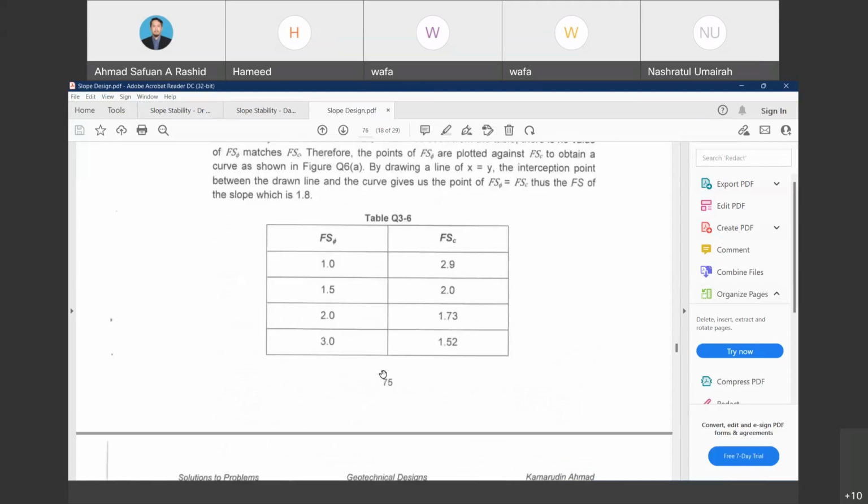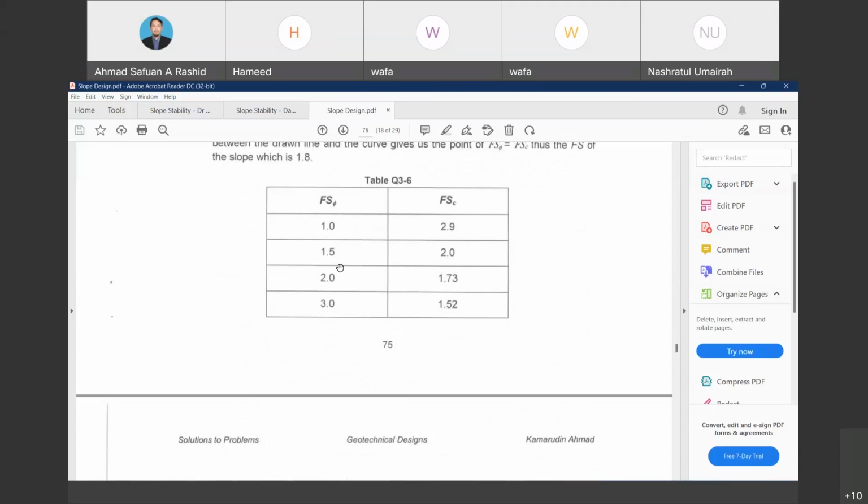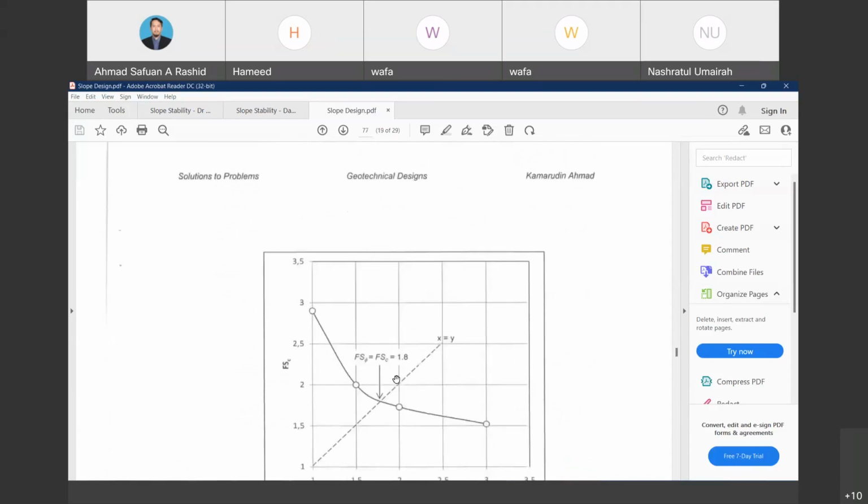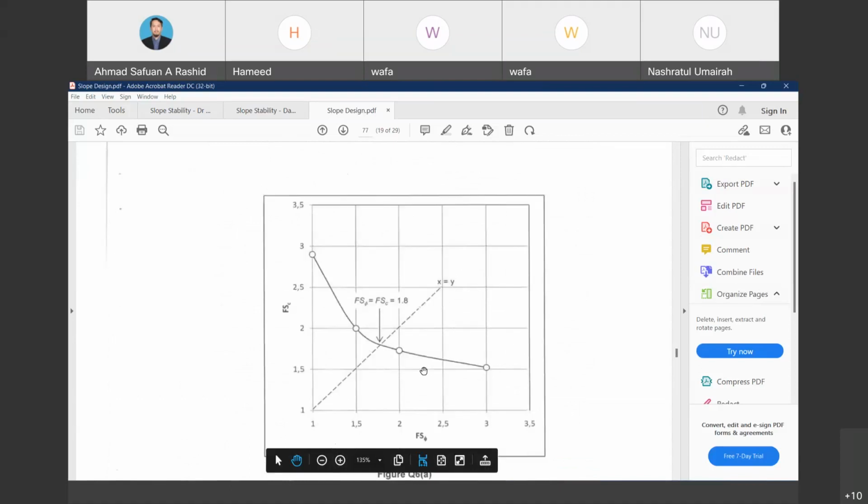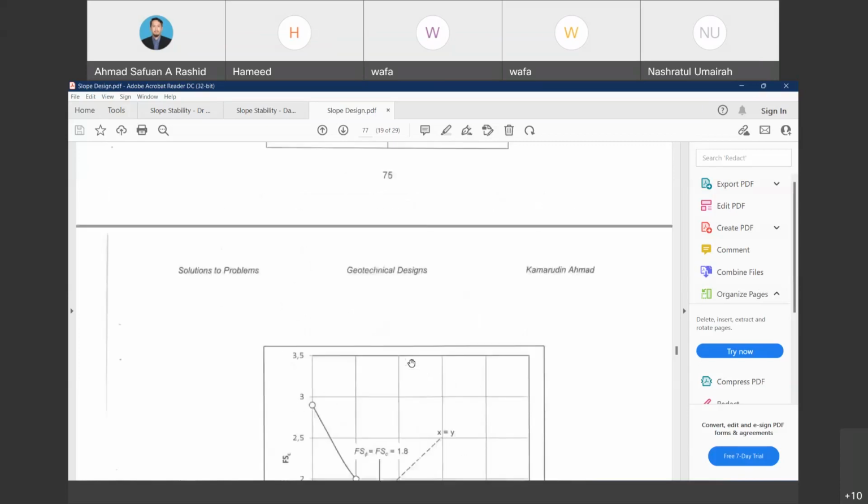for the relationship. So in this case, Dr. Kamarudin has included another value which is 1.5, which is equal to 2.0. Then for this relationship, we need to construct the line of equality. So the intersection between the line of equality with the relationship is equal to the factor of safety, which in this case 1.8 is the value for the factor of safety.